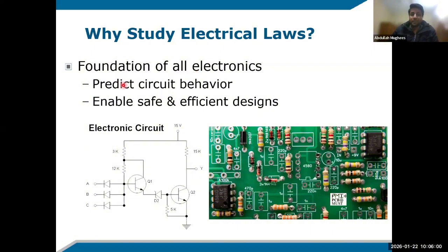Okay, so we'll just go ahead and see what this foundation of electronics does in the first place. Well, it predicts the circuit's behavior. So let's understand what is a circuit. A circuit is a device that has electronic components attached to it. Okay, so we can call this a circuit. It has some electronic components attached to it, and it is performing some kind of a task. So that is a very vague basic definition of a circuit.